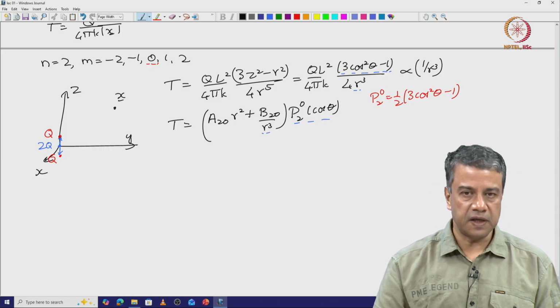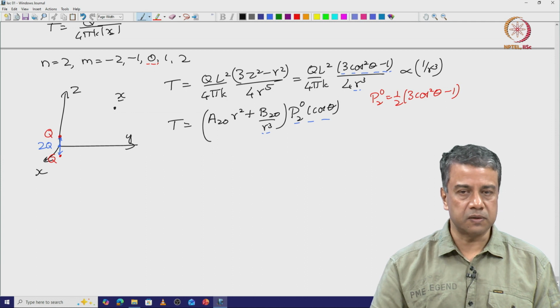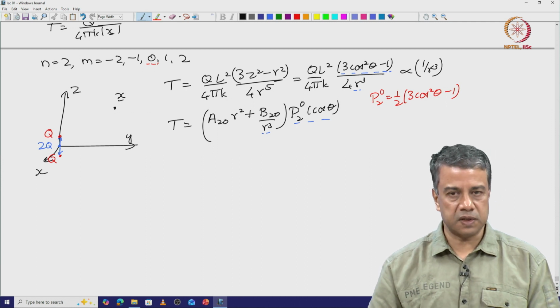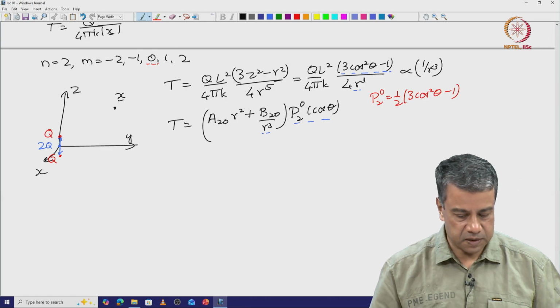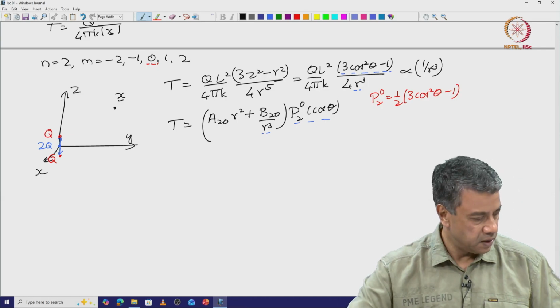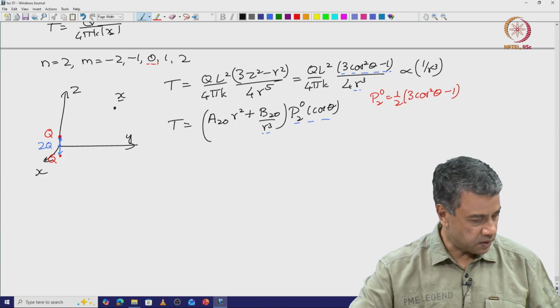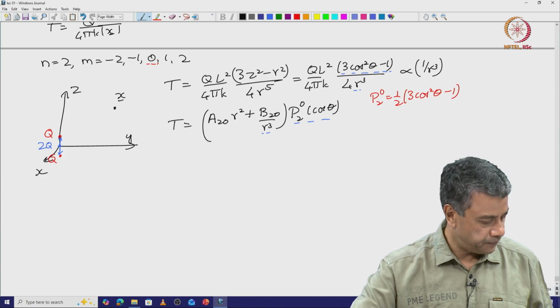There are 5 such, m is equal to minus 2, minus 1, 0, plus 1 and plus 2. And for m is equal to 0, this is the configuration. What about the others?